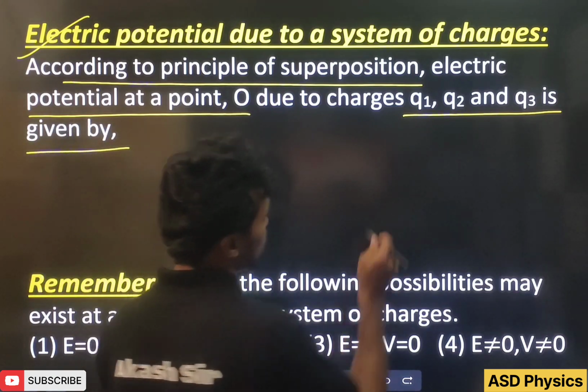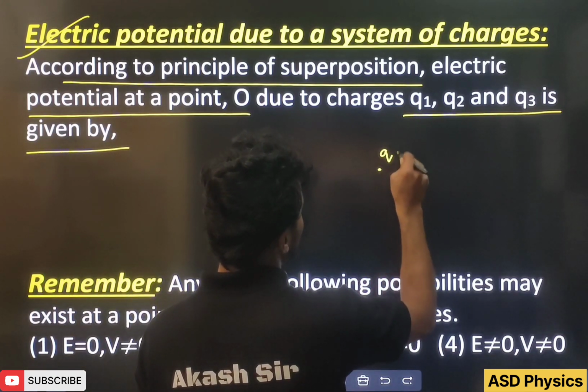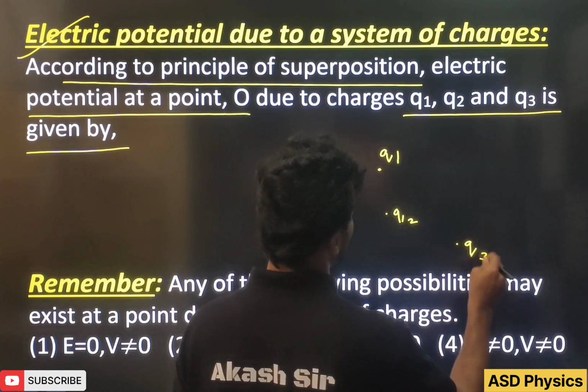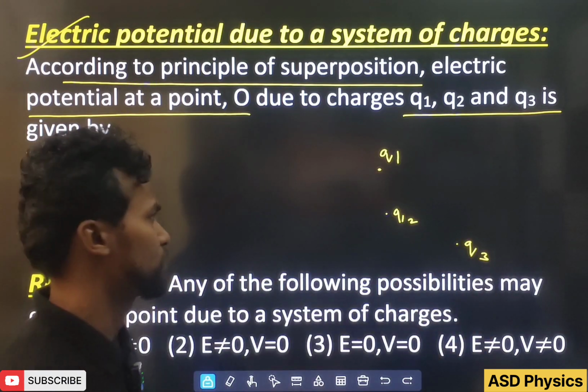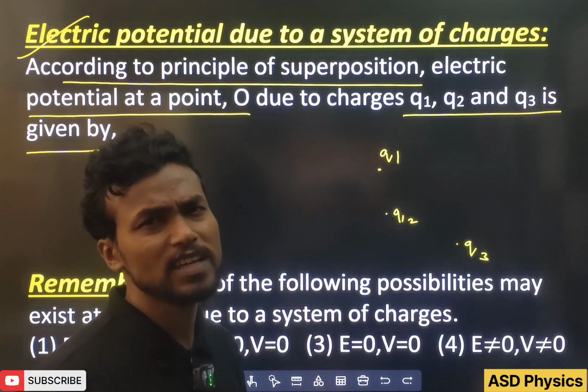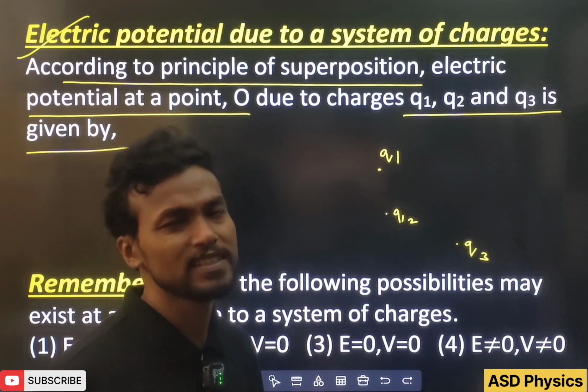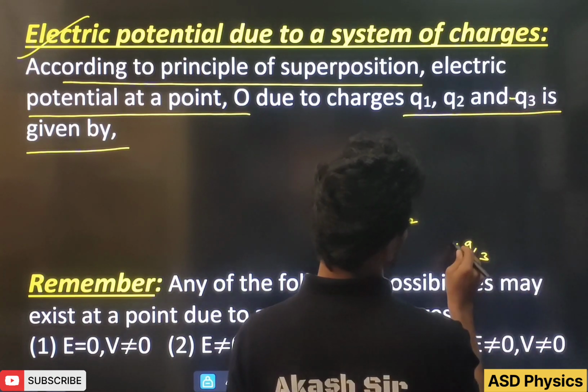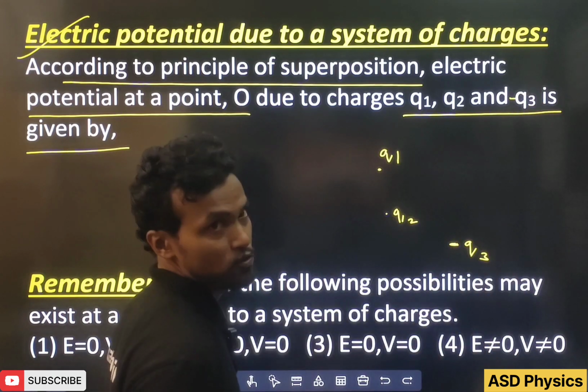Okay, so first let's take charge Q1 here, charge Q2 here, and charge Q3 here. Even though I have taken all the charges positive, mixed charges are also possible, some positive, some negative. Let's take minus Q3 here. Okay, so here I have taken minus Q3, no problem.